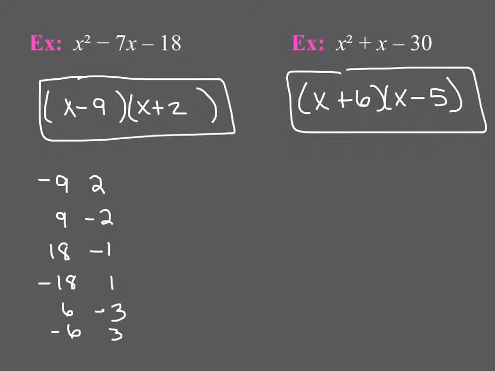You should be able to see that if you were to reverse these, if you had said negative 6 and positive 5, those would add to negative 1. So always check that they're multiplying first to get c. 6 times negative 5 is negative 30. 6 plus negative 5 is 1. And then add to get b.